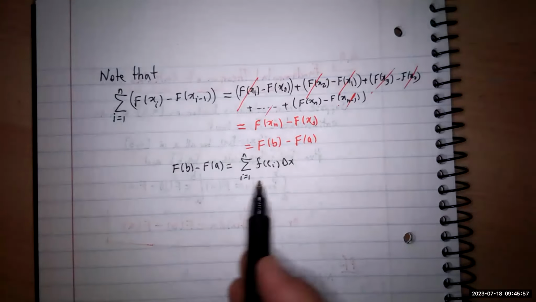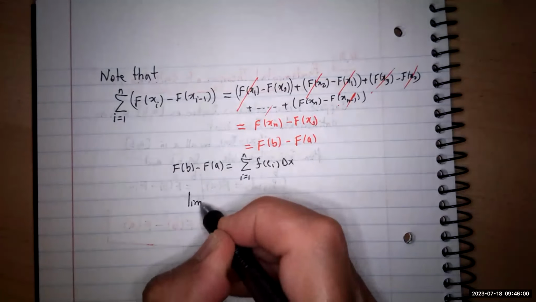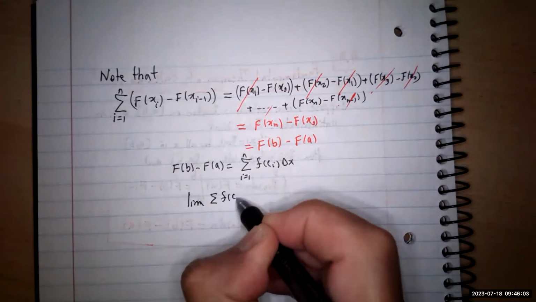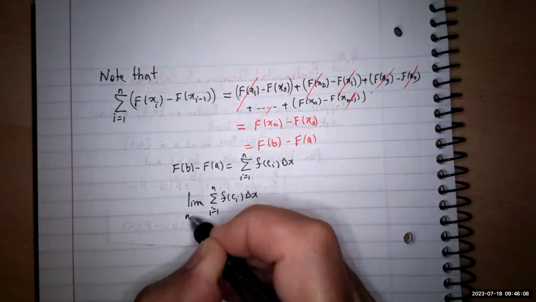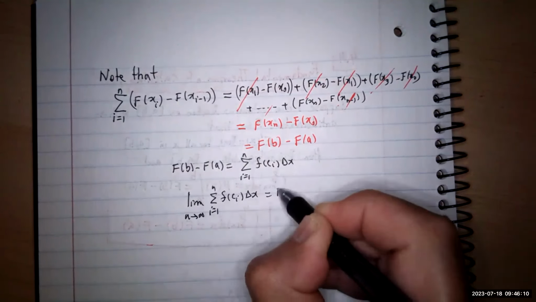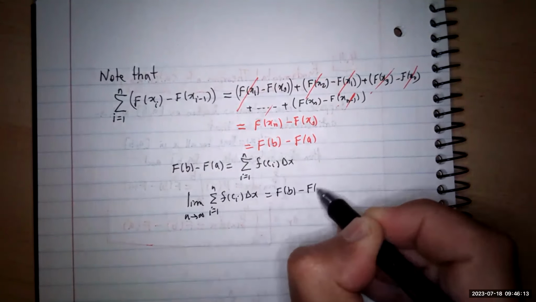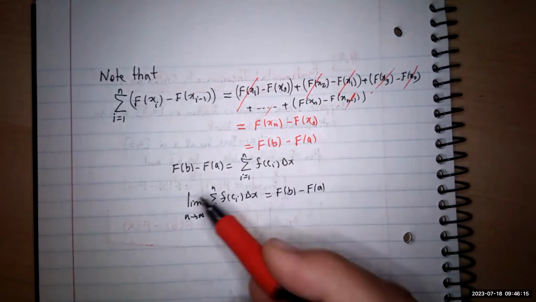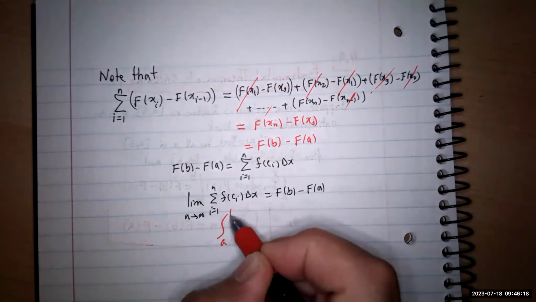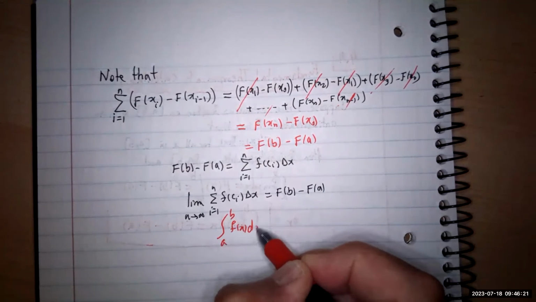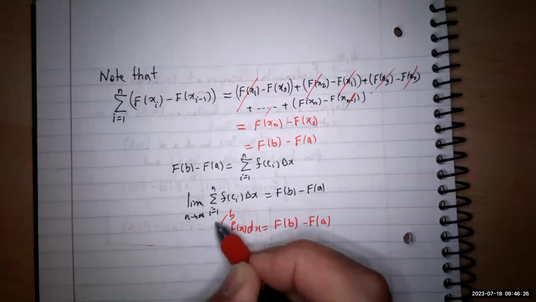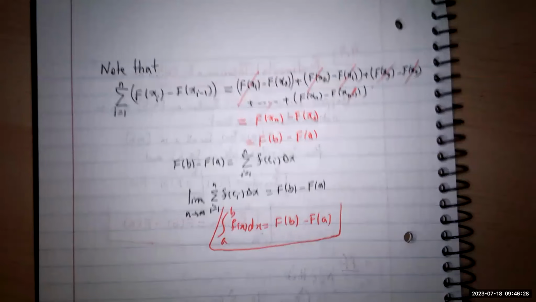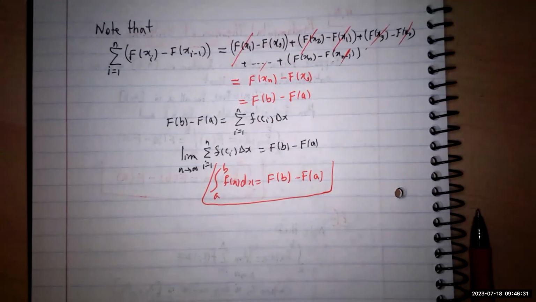This is a constant, you don't need any limit. So the limit of the sigma of f of ci delta x, i from 1 to n, as n goes to infinity, is simply f of b minus f of a. So this is simply the integral from a to b of f of x dx, and this is f of b minus f of a. If you like proof, this is a piece of history that I just wrote down for you. But of course, we are not going to ask you to prove it. I showed you how we use the mean value theorem.